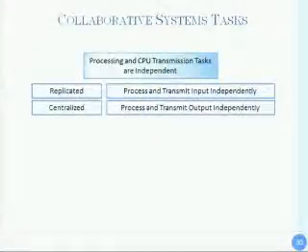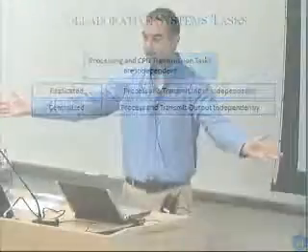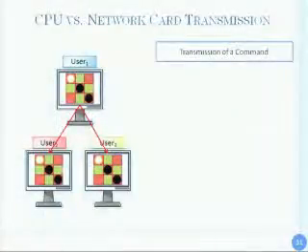These tasks are, in fact, independent. In a replicated architecture, a computer can both process an input command and transmit it independently. And in the centralized case, it can do the same with outputs. Okay? Now, while the processing task is kind of a simple thing to understand, it's the job the CPU must do, the transmission task is slightly more complicated.